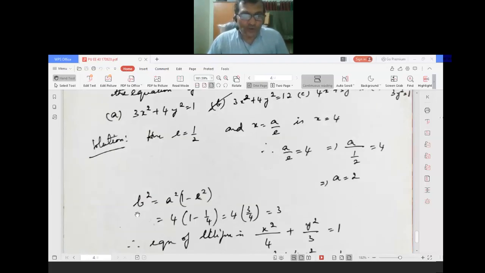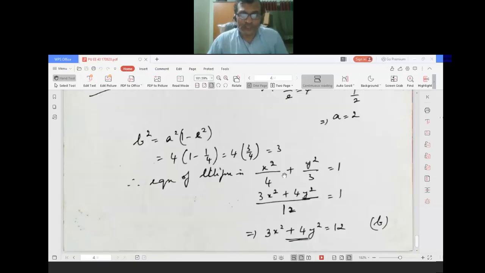So b squared equals a squared into 1 minus e squared. So 4 into 1 minus 1 by 4, that is 4 into 3 by 4. So it is 3. So the equation of the ellipse is x squared by a squared plus y squared by b squared equals 1. Taking LCM 12, 3x squared plus 4y squared by 12 equals 1. That is 3x squared plus 4y squared equals 12. So it is option B.